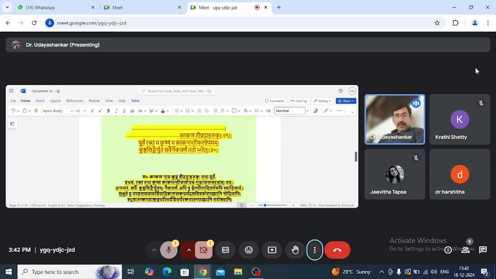Tata Anantaram Sarvaihi Kushtalingay Yutam. All features of Kushta. Naika Varnam Apitu. It may be multiple in color. Na ekavarnam, naikavarnam. Apitu shweta pitadi varnam api syadityarthaha. It may be not only red and black, but it may be pita or shweta or any other color. Any other color may be present.